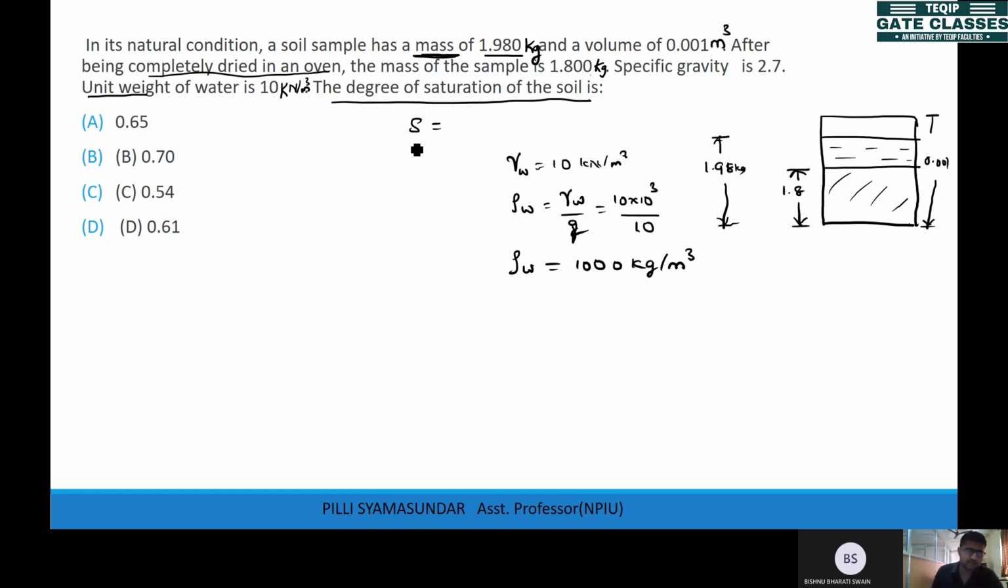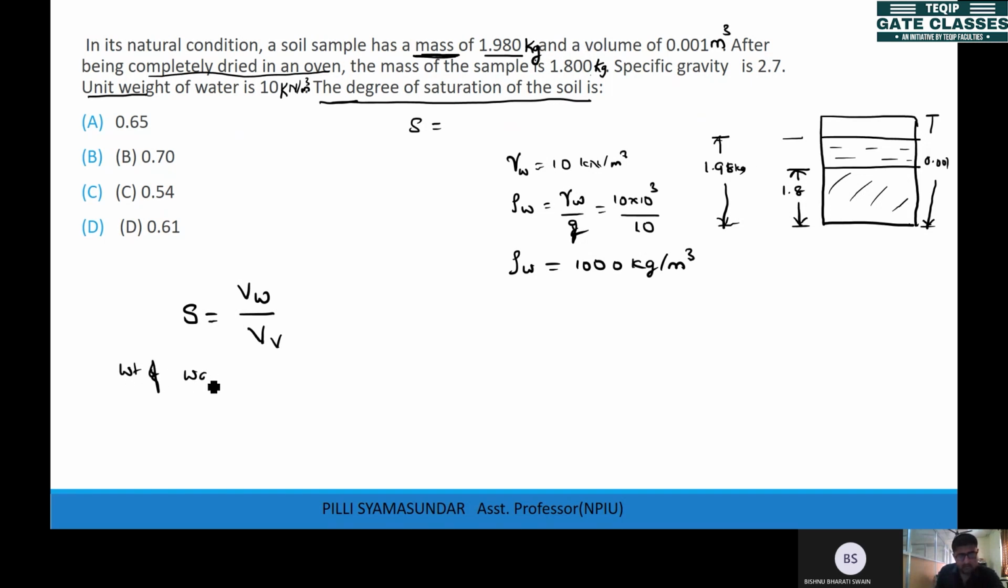Now how do we proceed? The degree of saturation is asked. So what is degree of saturation? From basic definitions, this is the volume of water to the volume of voids. Can we find out the volume of water here? I know the weight of water. 1.98 is the total weight of soil, 1.8 kg is the dry weight, so this difference is the water weight.